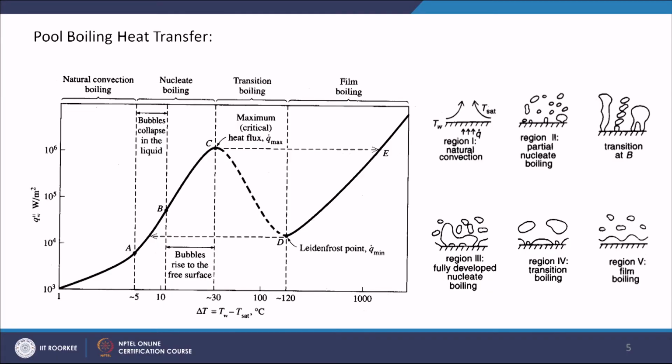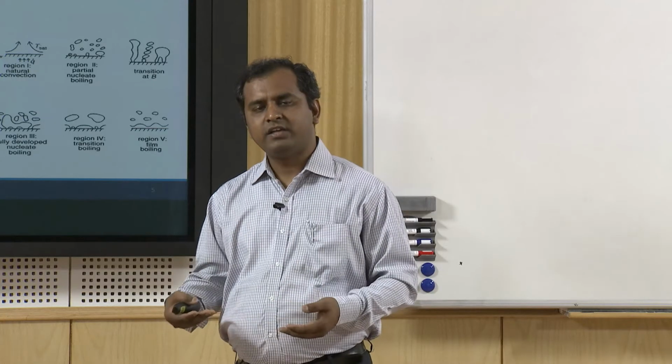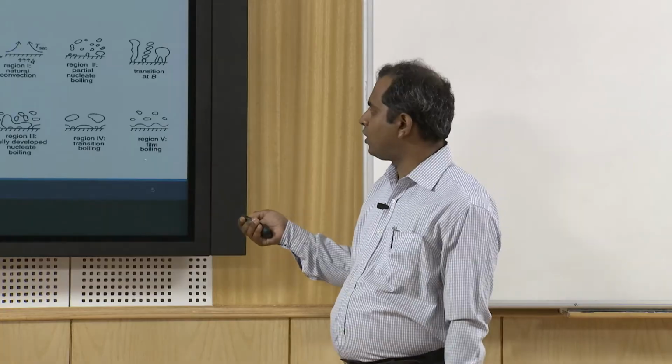And at the end, whenever these vapor films also merge with each other in the horizontal direction, the whole surface is occupied by the film, and you will find a zone which is called film boiling.